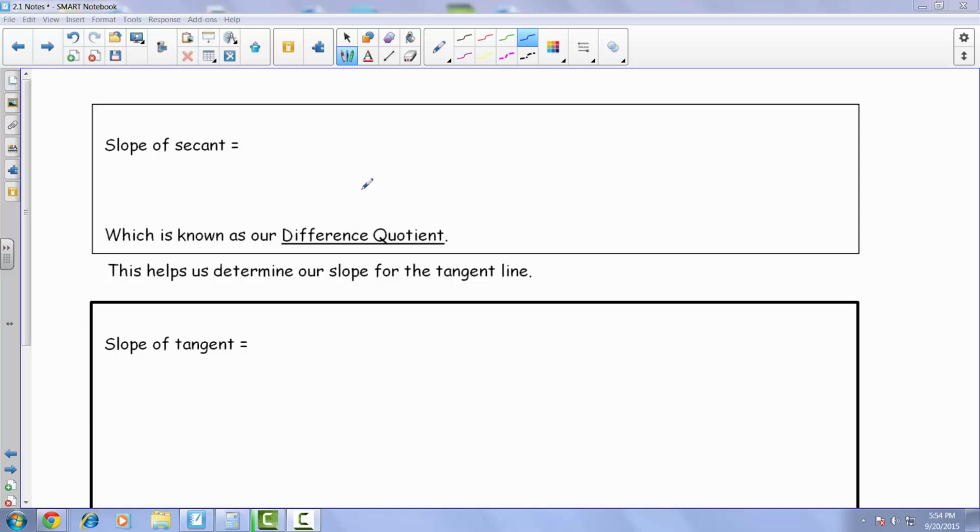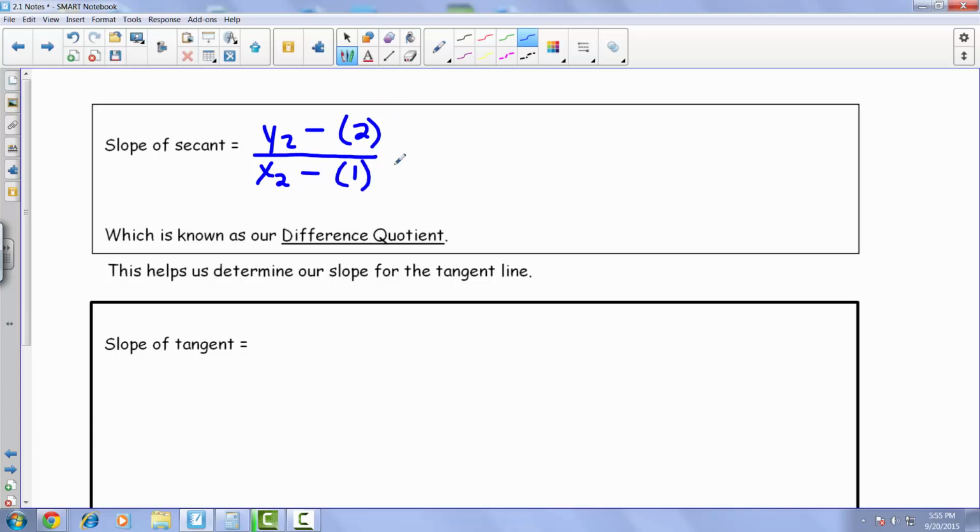Here we are looking at the slope of a secant and the slope of the tangent. Based off of our warm-up, we always had that target point (1, 2), and we noticed that the x and y values were getting closer and closer to that target point. Back from our warm-up continued, we saw that we had y2 minus our target point's y value, which was 2, all over our x2 minus the target point's x value. It came out to be 1.